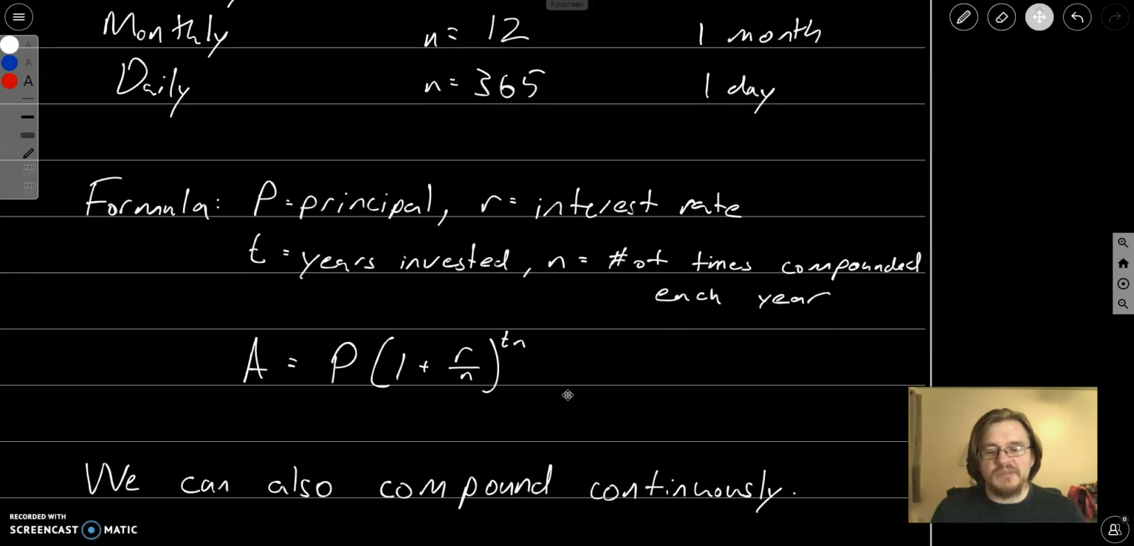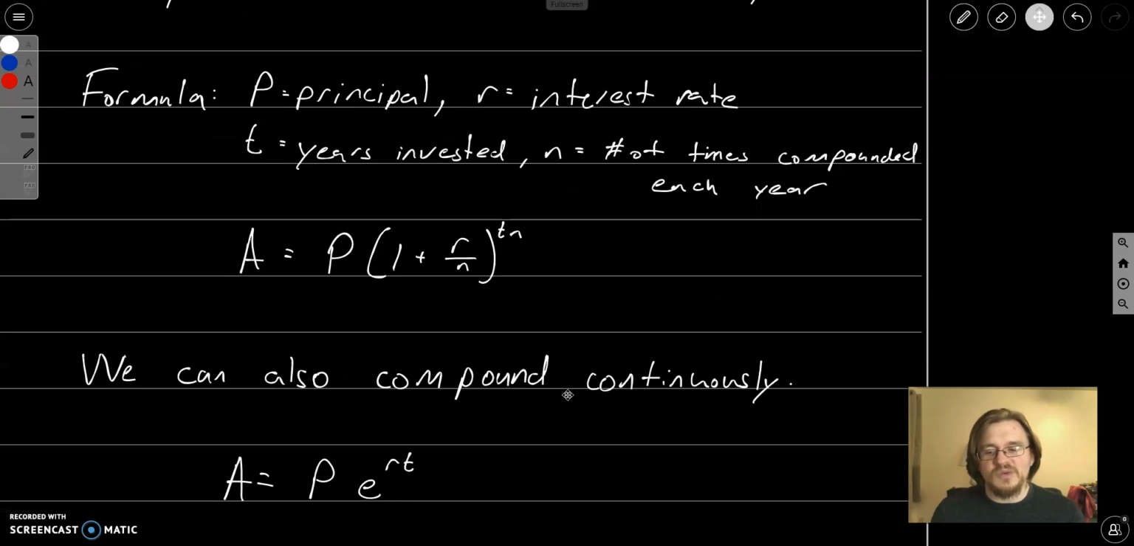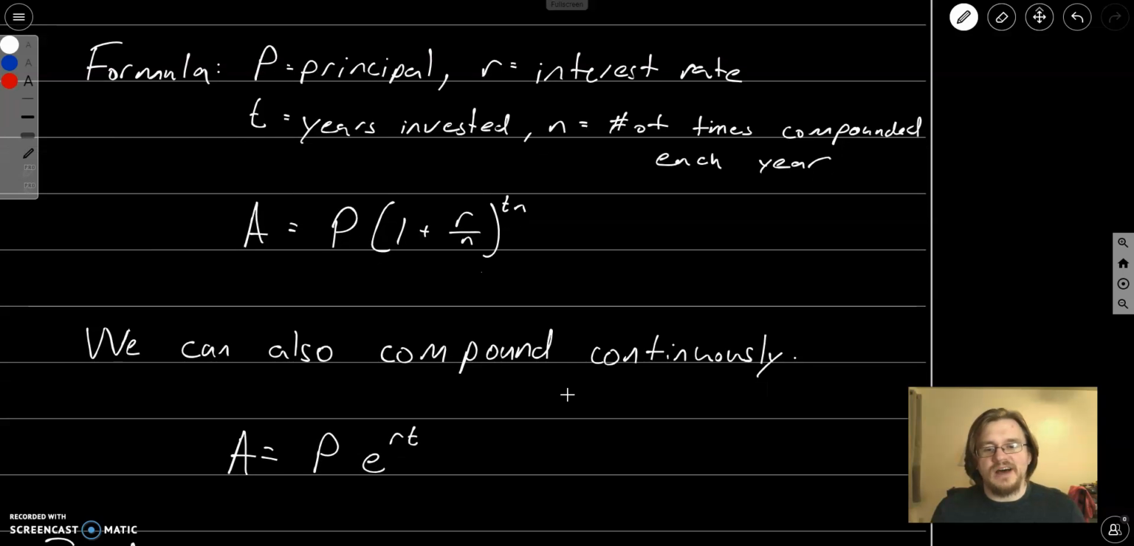Now, we can also compound continuously, which whenever we have something going on continuously and not, say, discretely every 6 months or every 4 months, we see e pop up, which is Euler's number, 2.7, so on and so forth. That's an irrational number. And again here, since we don't have something happening every n months or something like that, all we need to do is know the rate and how many years we've invested. And this is going to be the formula that we'd use for this.